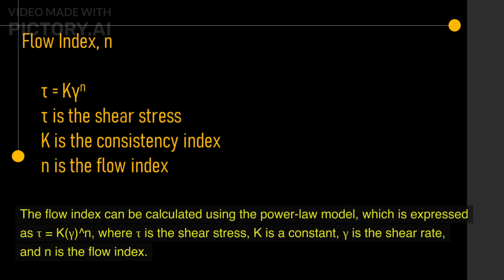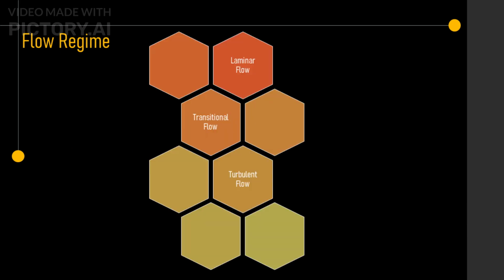The flow index can be calculated using the power law model, which is expressed as tau equals K gamma to the power n, where tau is the shear stress, K is a constant, gamma is the shear rate, and n is the flow index. Flow regime. First off, let's define flow regime.